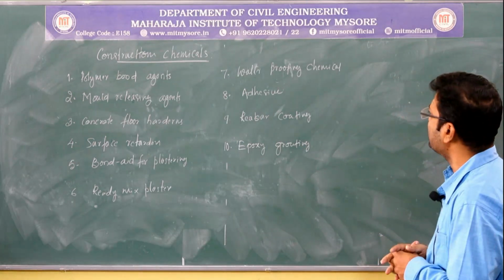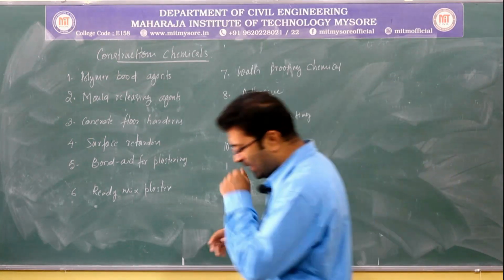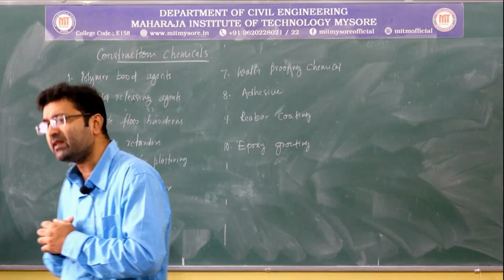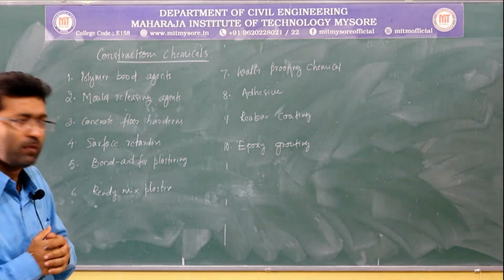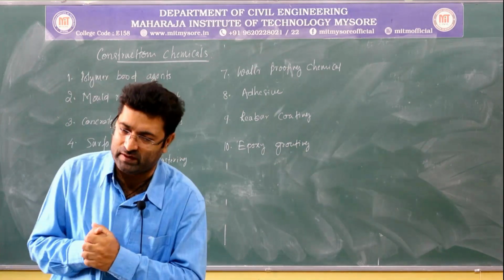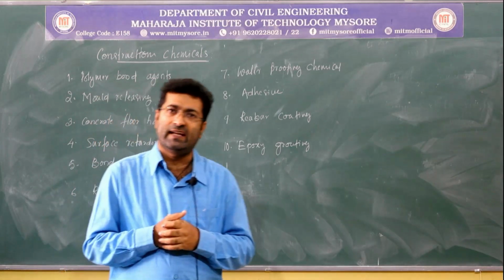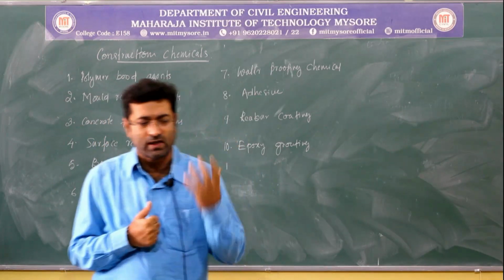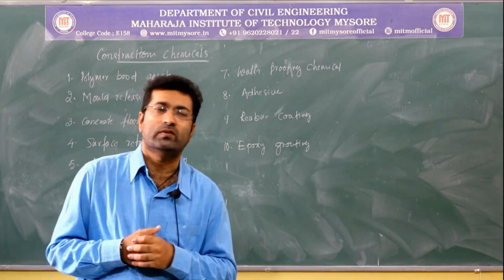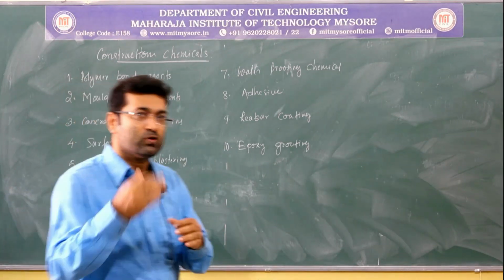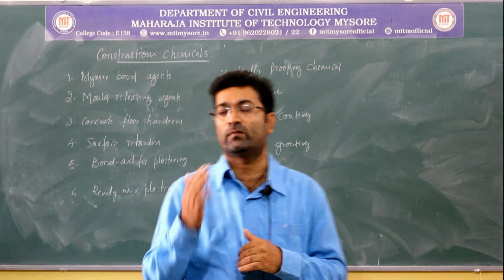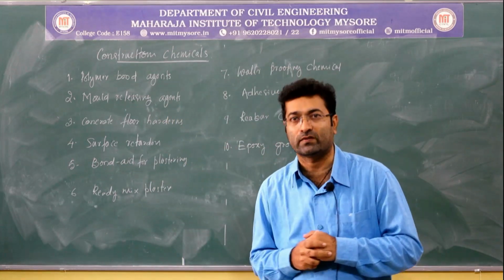And the next one is waterproofing chemical. Nowadays this waterproofing chemical has become most common and everyone knows what it is. Whenever there is a leakage either from the floors or from the water tanks, we use this waterproofing chemical to avoid the percolation of the water from one end to the other end of the concrete work.